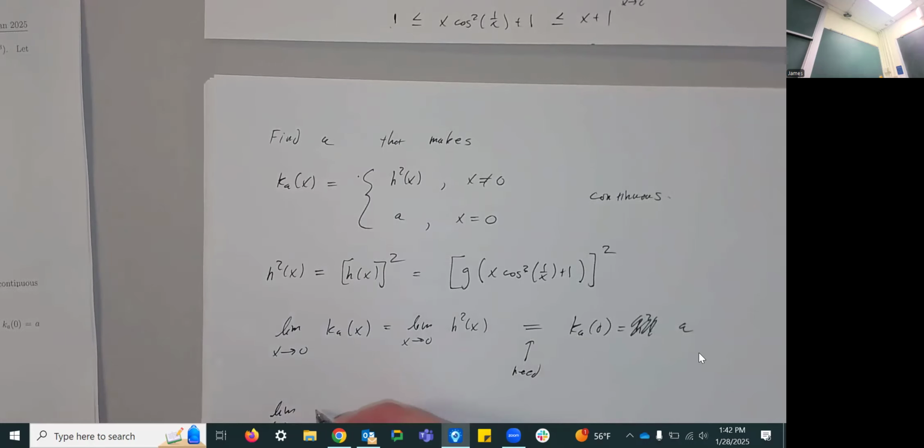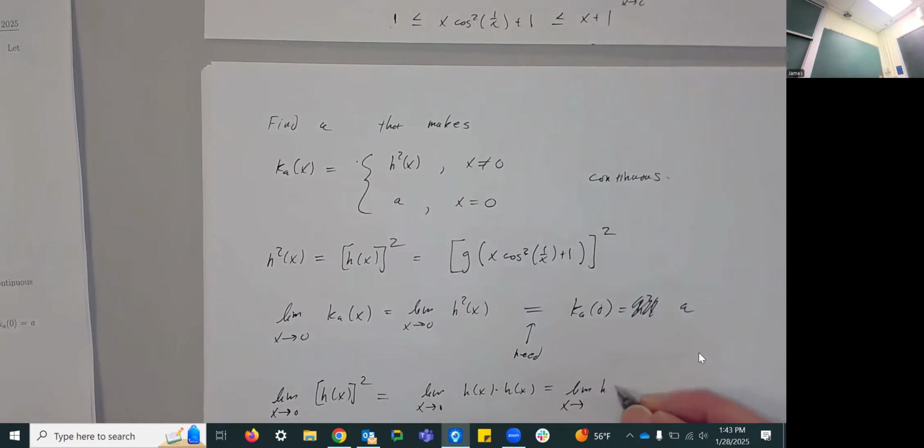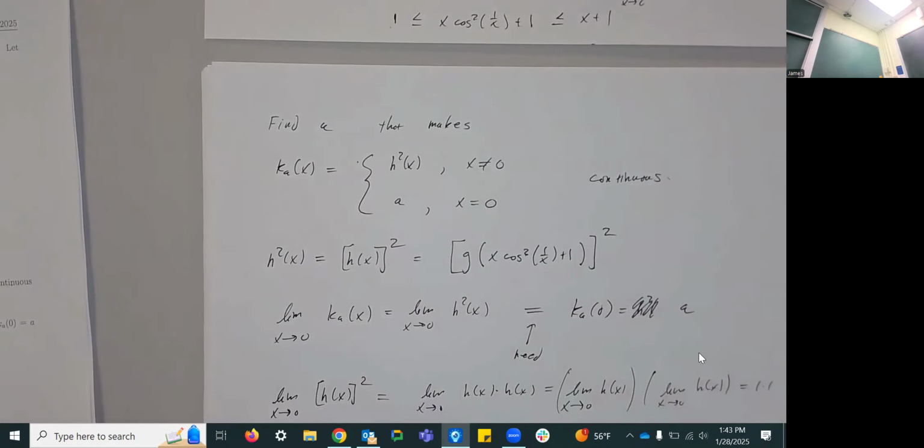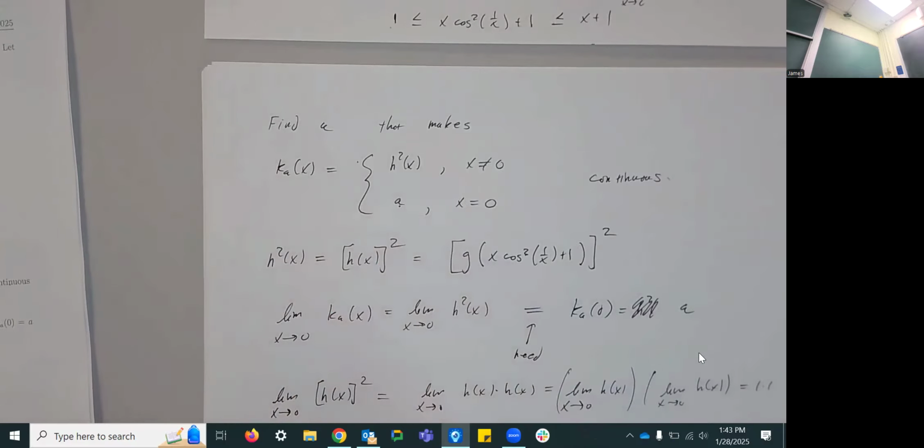So the limit as x goes to 0 of h of x squared is the limit as x goes to 0 of h of x times h of x. And since we can write the limit of a product as the product of the limits, which is going to be 1 times 1, which is 1. So then the function needs to be defined to be equal to 1 when x is 0.